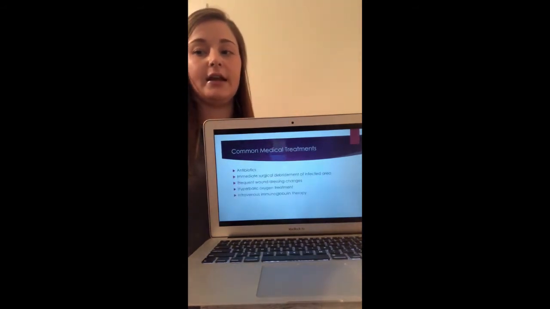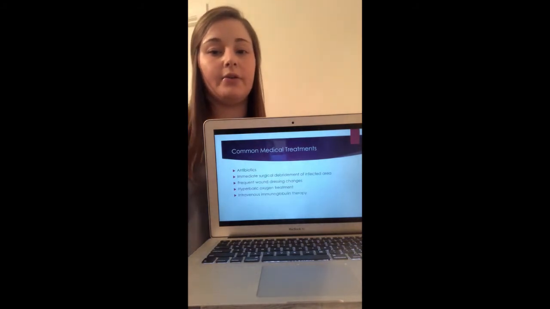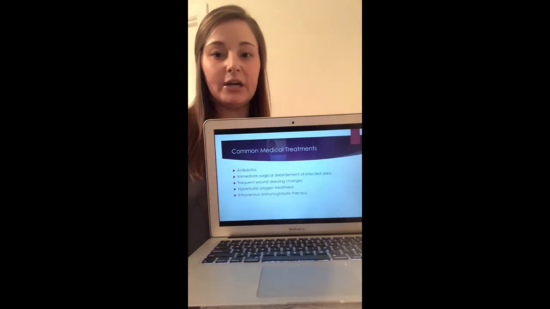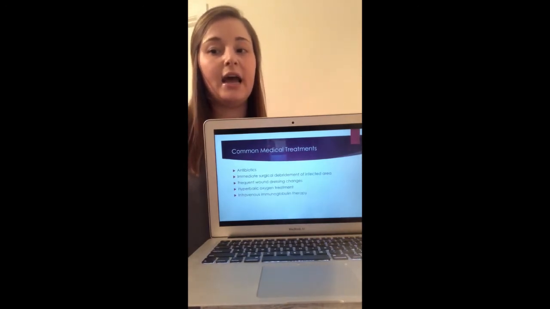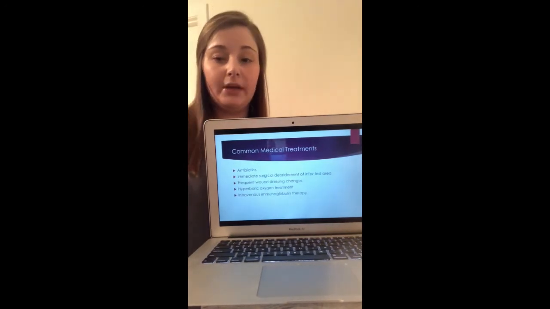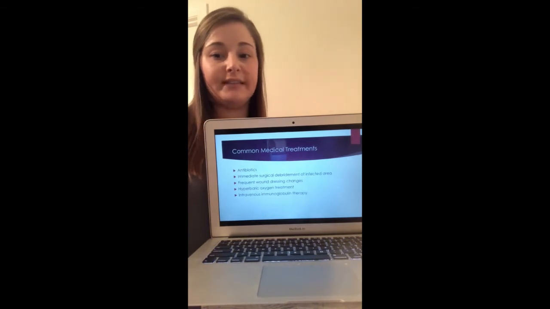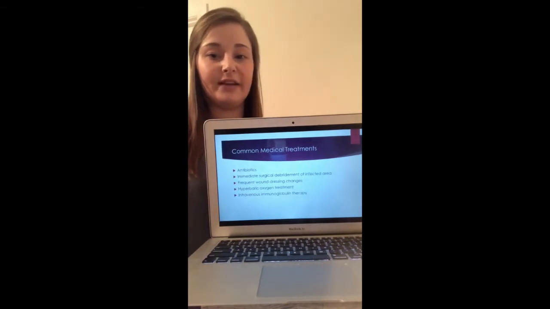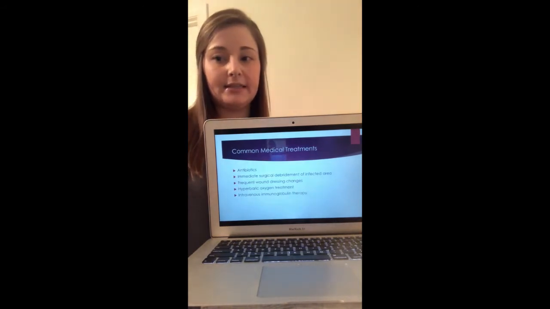Alright, so next we're going to talk about common medical treatments. So they usually start with antibiotics to help necrotizing fasciitis. They usually want to do immediate surgical debridement of the infected area to try to get as much of that infected tissue out of there as possible to keep from spreading the disease.